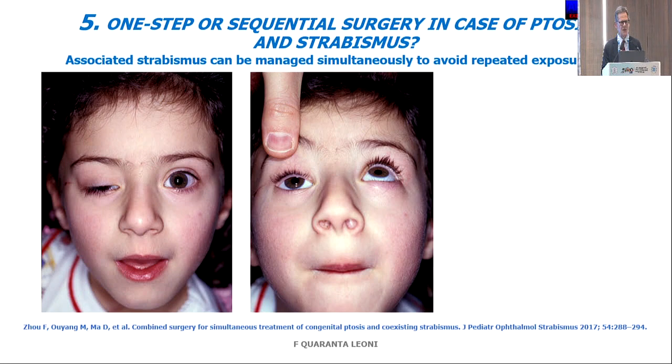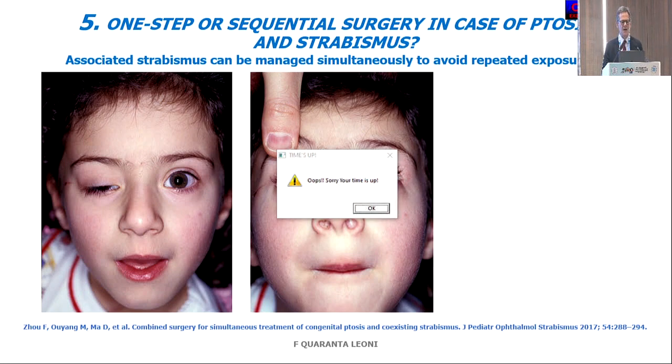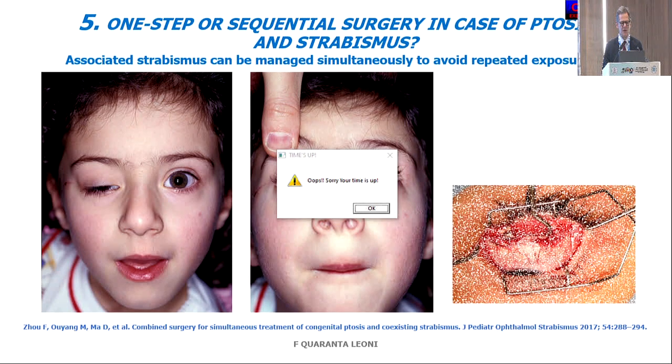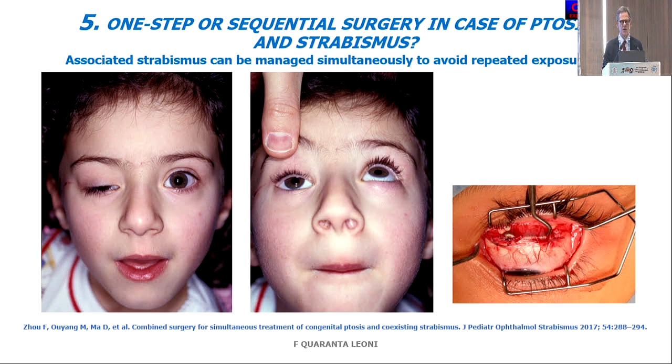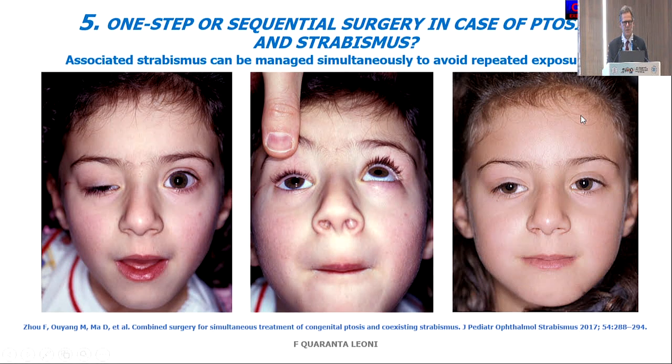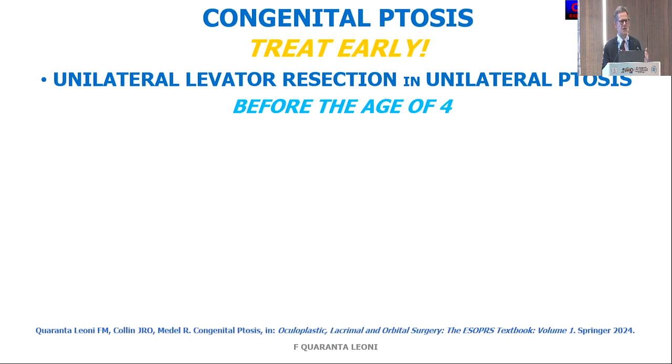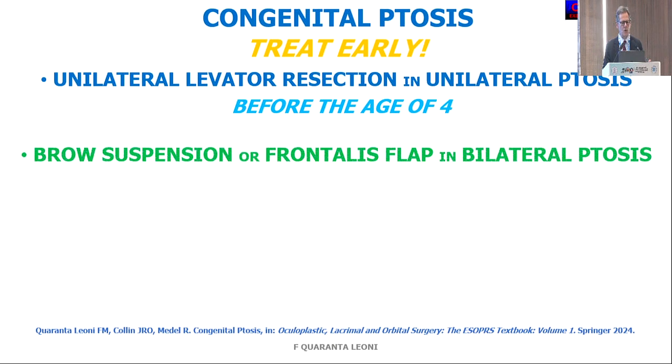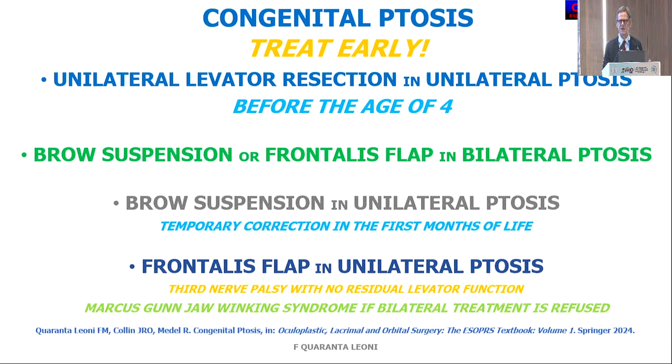What do you do if you have associated strabismus and ptosis at the same time? Can you do it together? You can. If you do a single procedure, you save time and you avoid exposure to repeated general anesthesia. So in the end, please treat early. Prefer unilateral levator resection in unilateral ptosis before the age of 4. Brow suspension or frontalis flap surgery in bilateral ptosis. Brow suspension in unilateral ptosis only for temporary correction in the first months of life. Frontalis flap in unilateral ptosis, best options: third nerve palsy with no residual levator function, or Marcus Gunn jaw-winking syndrome if bilateral treatment is refused.